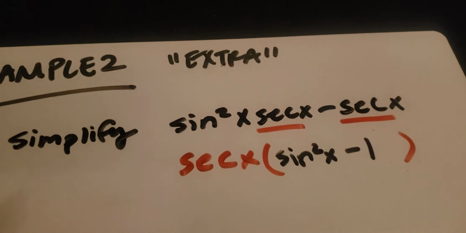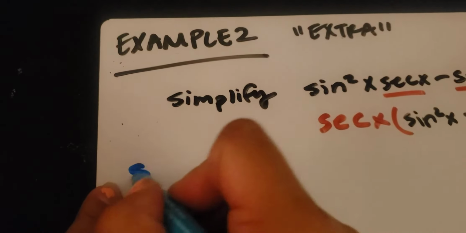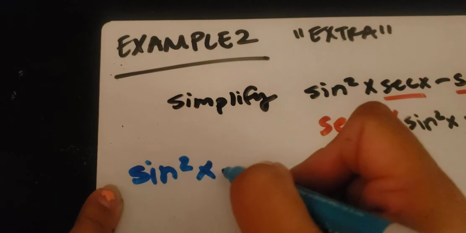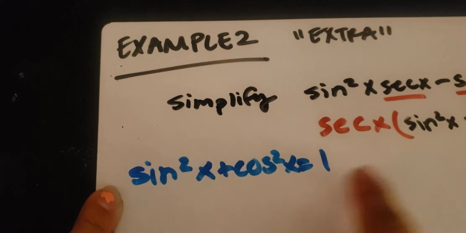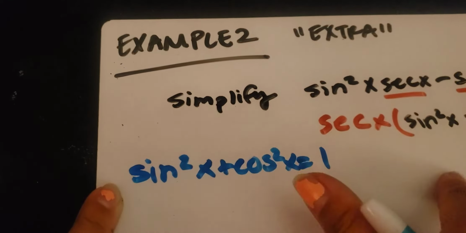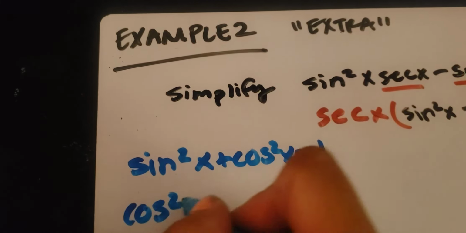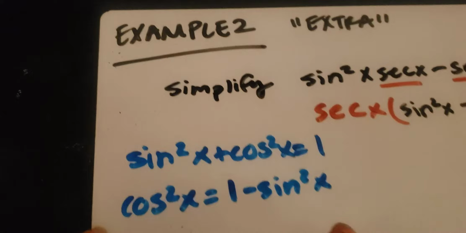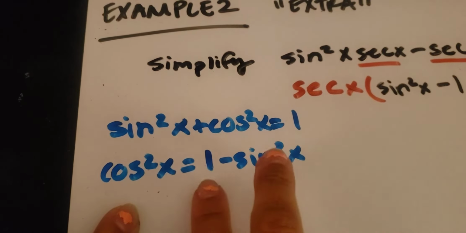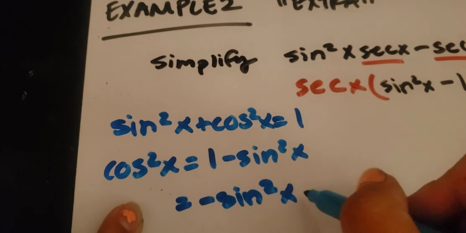So I'm going to show you on this side. The original identity is sine squared of x plus cosine squared of x equals 1. If you're wondering how to make it look like this, if I subtract sine squared of x, I'm left with cosine squared of x equals 1 minus sine squared of x, which is sort of similar, except they have it flipped. So look at what happens when I flip these. Then I end up with negative sine squared of x plus 1.